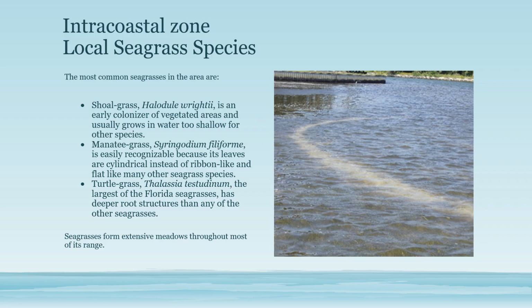In these intercoastals, you find a variety of seagrasses. Shoal grass is the small, most shallow growing of the seagrasses. Manatee grass is a little longer, wiry, very cylindrical. You can spin it in your hand. And then the turtle grass is a thick blade that grows.